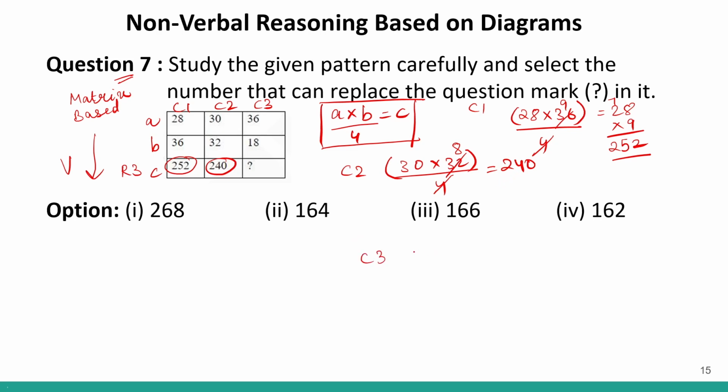Now for column number 3, I have to check. So for column number 3, it will be 36 into 18 divided by 4. So this will be 9. And 9 into 18 will give me how much? It will give me 162. So 162 will be my answer, which is given in option number 4. So option number 4 will be the correct answer to this question.